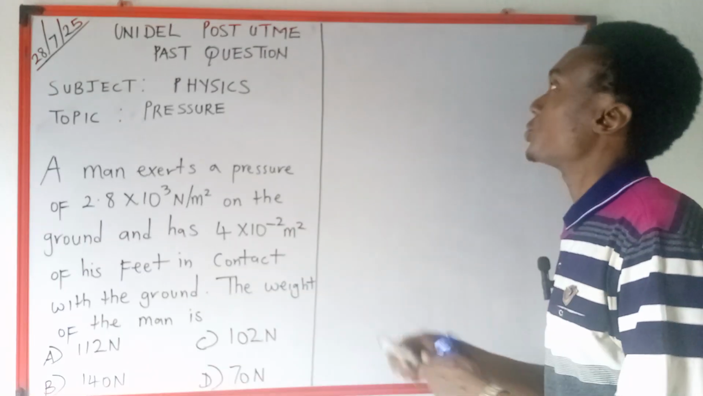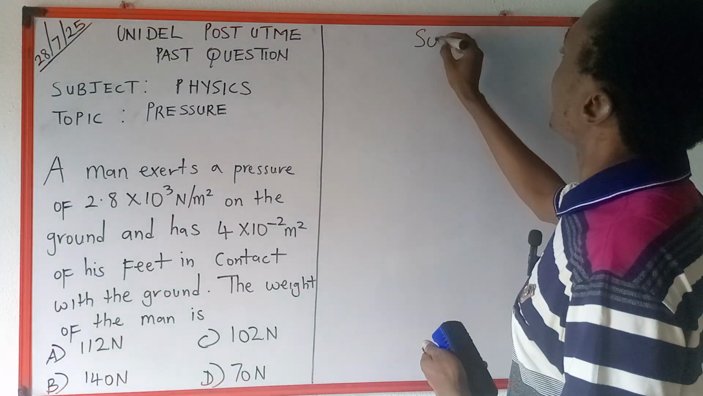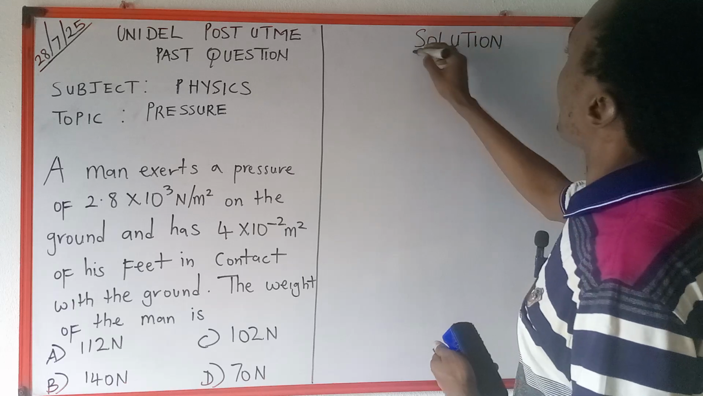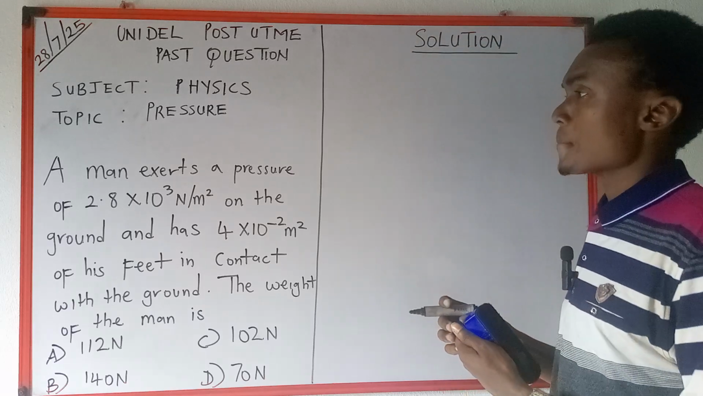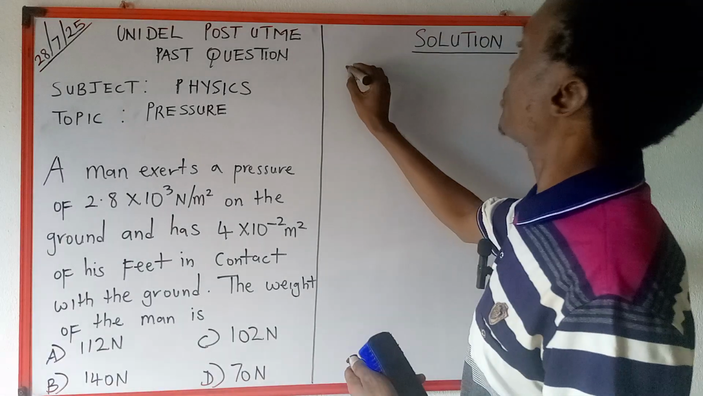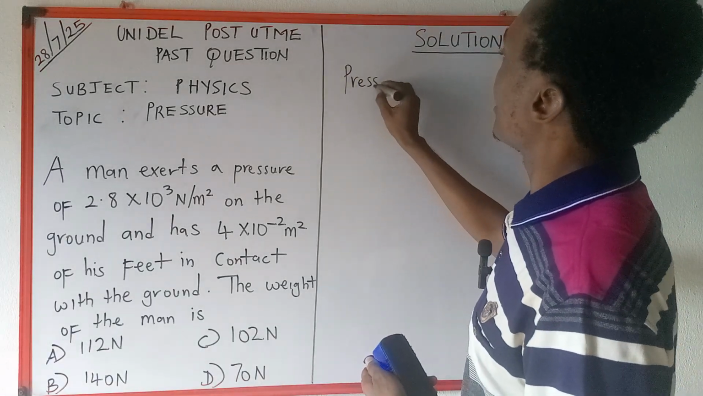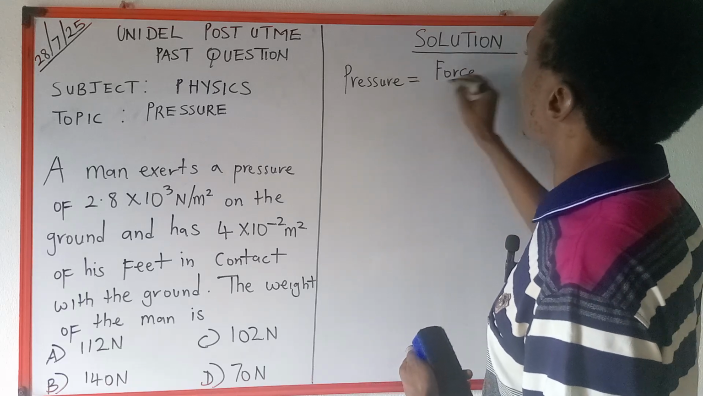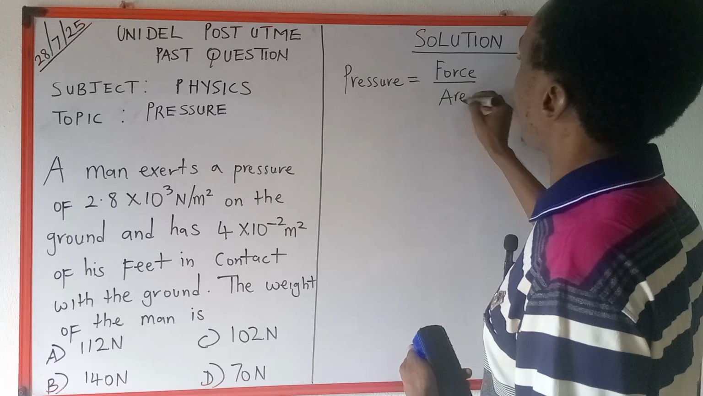So, solution. Now let's write that in parameters. Take note, this is pressure. Normally, the pressure formula is always giving us force over area.